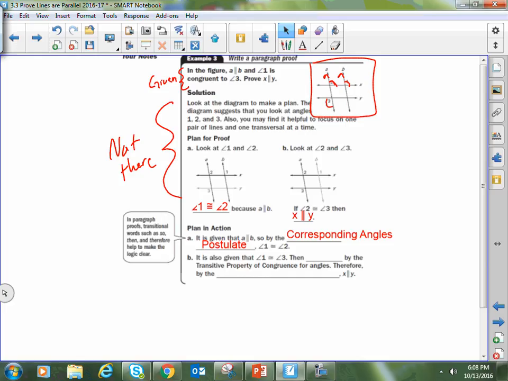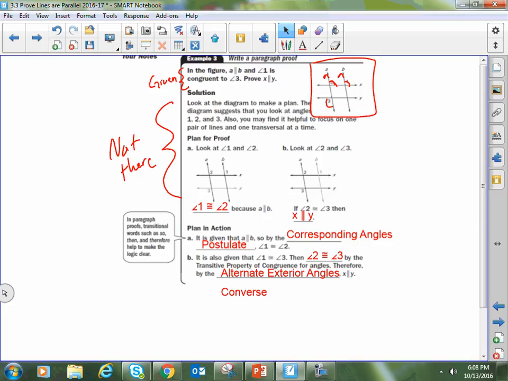So it is given that lines A and B are parallel to each other. Because of the corresponding angles postulate, angle 1 and angle 2 have to be the same. It's also given that angle 1 is congruent to angle 3, and that means angle 2 and 3 have to be the same, with the transitive property of congruence. Therefore, the alternate exterior angles converse is what we ultimately are going to use to show that x and y are parallel to each other.